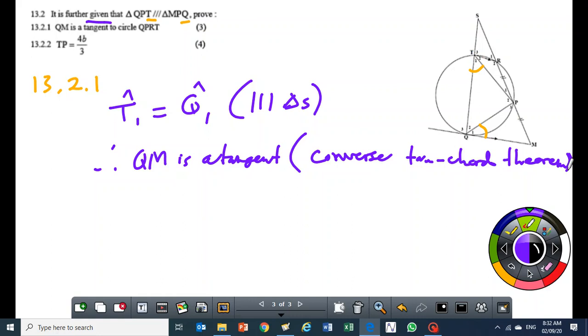It's 3 marks. So 1 mark will be for the statement, another mark for the reason, the third mark for this reason. Okay, that's how the marks will be allocated. Right? Any question?